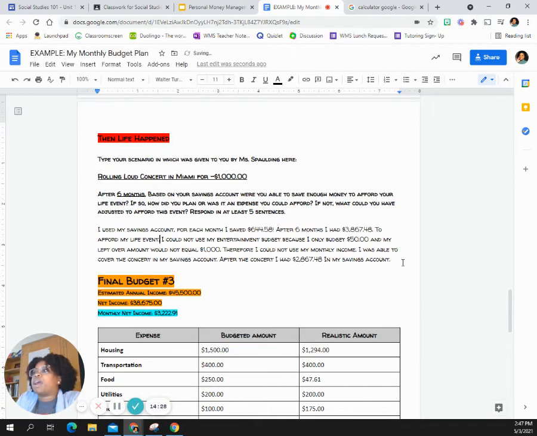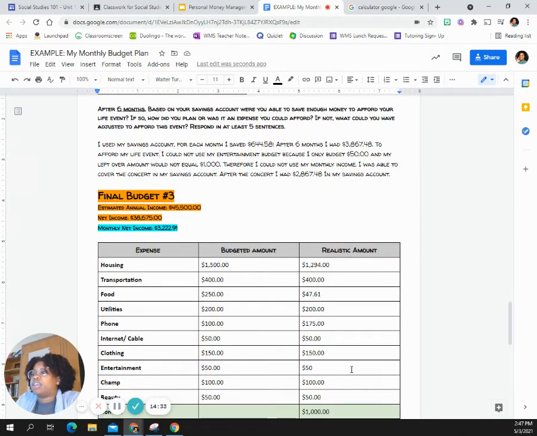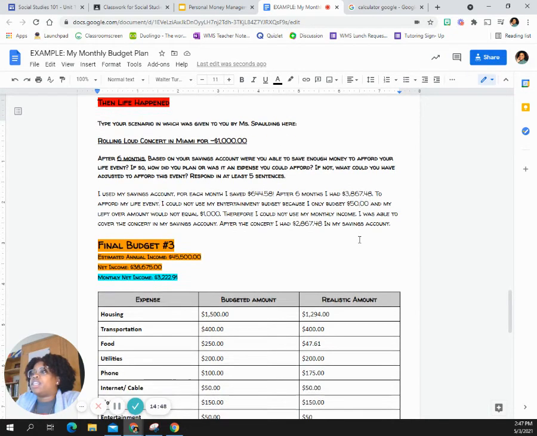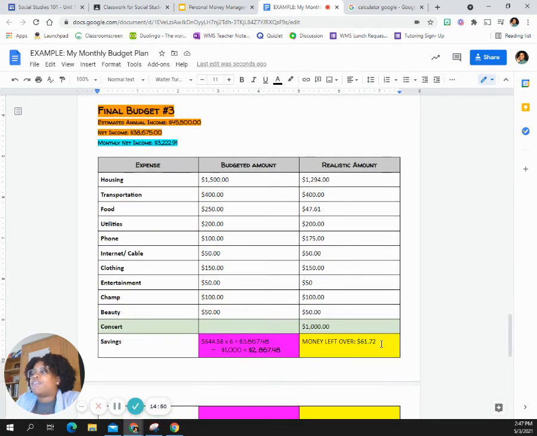I could not use my entertainment budget because I only budgeted $50, which you can see here. I only budgeted $50, so I didn't use my entertainment budget because I wasn't going to be able to afford $1,000 a month. So $50 plus what I had left over was not going to equal the $1,000. So there's no way I could have used my actual income. Hopefully we all can see that.